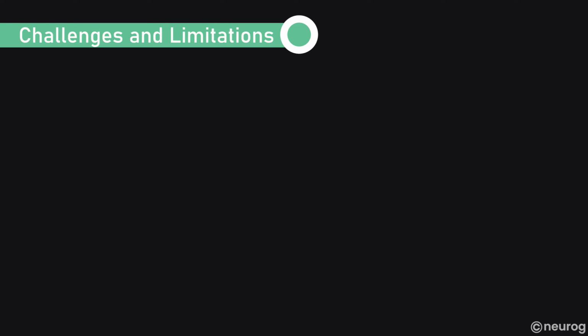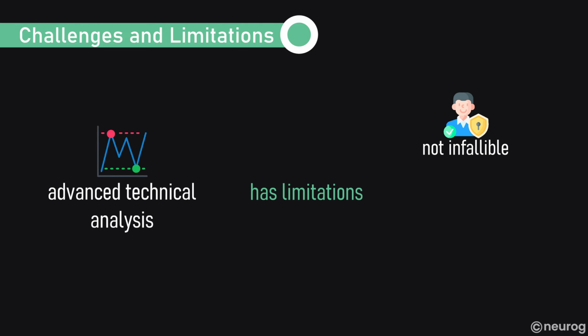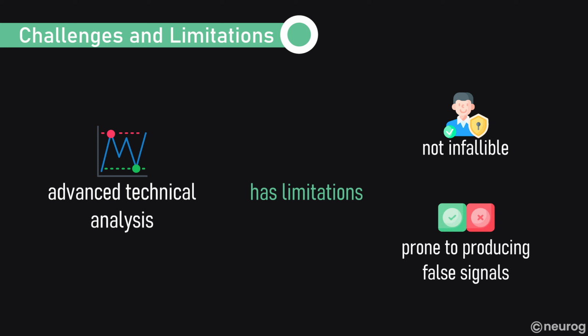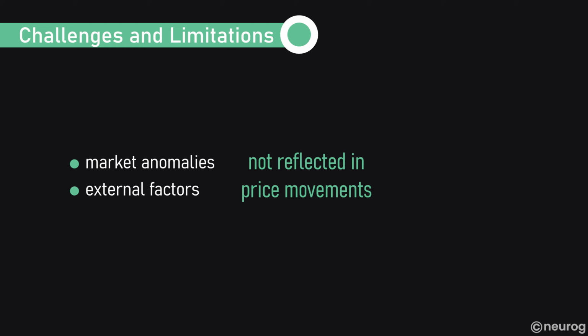Despite its utility, advanced technical analysis has limitations. It's not infallible and can be prone to producing false signals. Market anomalies and external factors not reflected in price movements can affect its reliability.